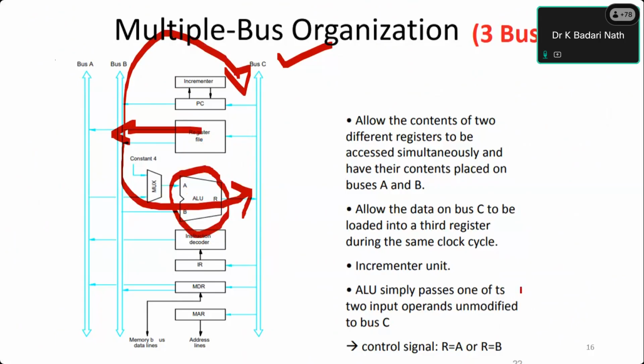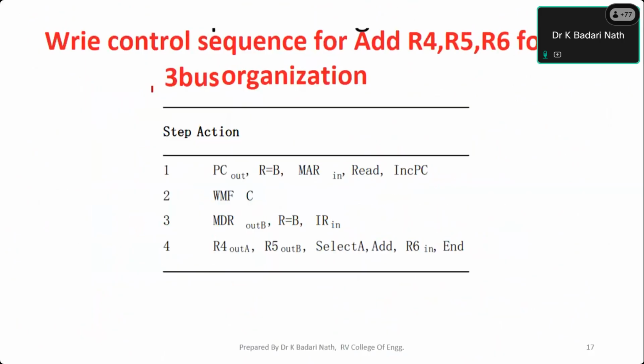You can read it here. The ALU simply passes one of its two input operands unmodified to bus C. So we will call that one operation. No operation is performed; it is just used as a channel to pass either bus A or bus B data to bus C. Now, using this bus architecture, we will write one control sequence: the control sequence for add R4, R5, R6 for the three bus organization.